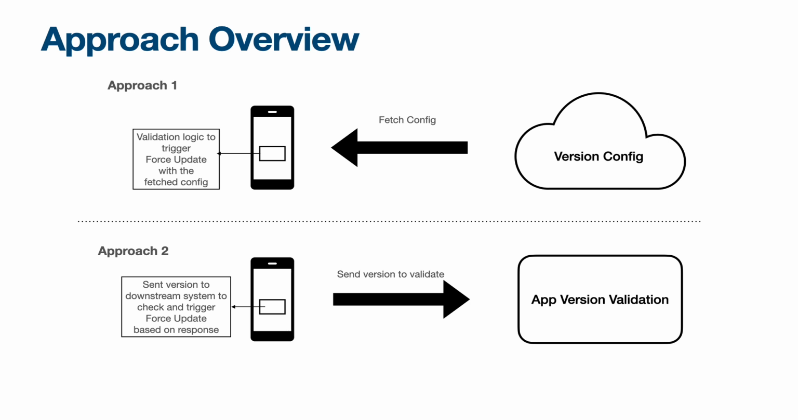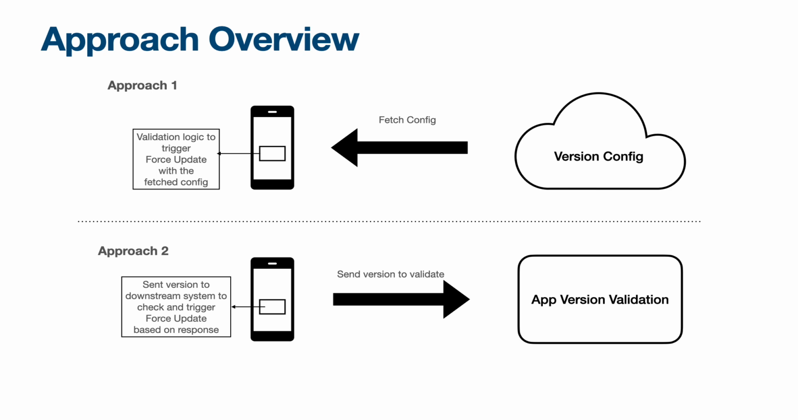Now, let's look at the implementation. The basic fundamental idea is that there are two versions, one which is the actual app version compared with the remote version, which is configured. In approach one, depicted here, the config fetch happens and the comparison is implemented on the mobile client.